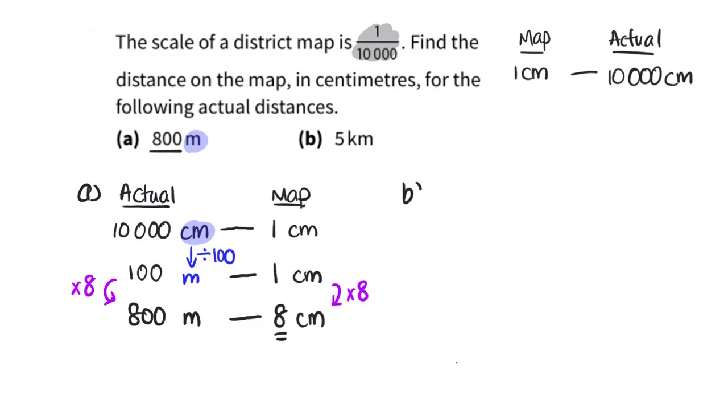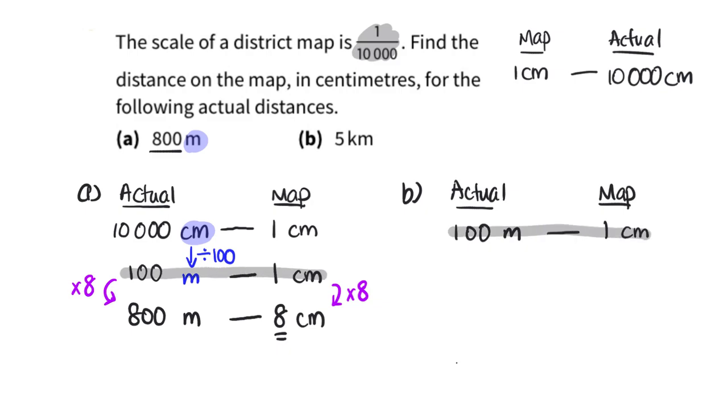For part B, it is for 5 kilometer. So in this case, notice what Mr. Tan used. Instead of starting from 10,000 cm again, I actually start from 100 meter. And where does this 100 meter come from? Yes. Okay. But now we have to convert it to kilometer first.